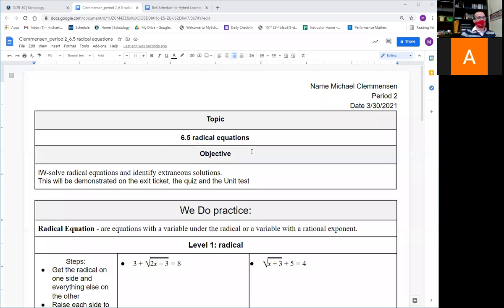Today's topic is radical equations. Our objective for today is to solve radical equations and identify extraneous solutions. We demonstrate this on the exit ticket, the quiz, and then the unit test at the end.